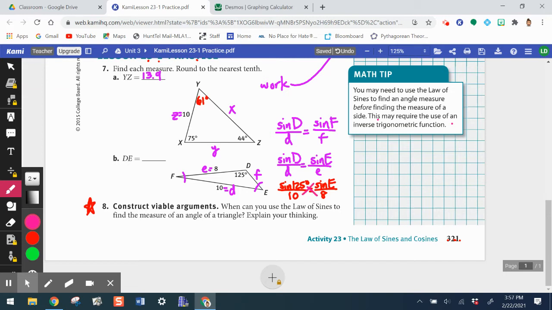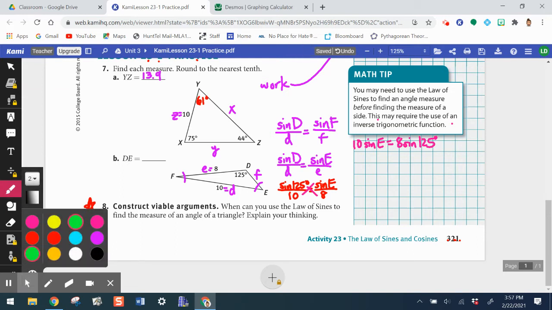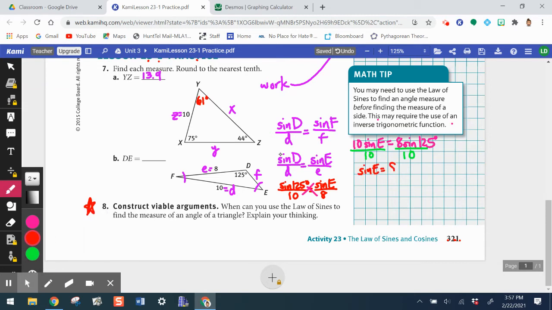So let's continue with our work just as normal. We're going to cross multiply here, and we'll get 10 times the sine of E equal to 8 times the sine of 125 degrees. I'm going to divide both sides by 10 because we're trying to get the measure of angle E. And I will have the sine of E equal to 8 times the sine of 125 degrees over 10.